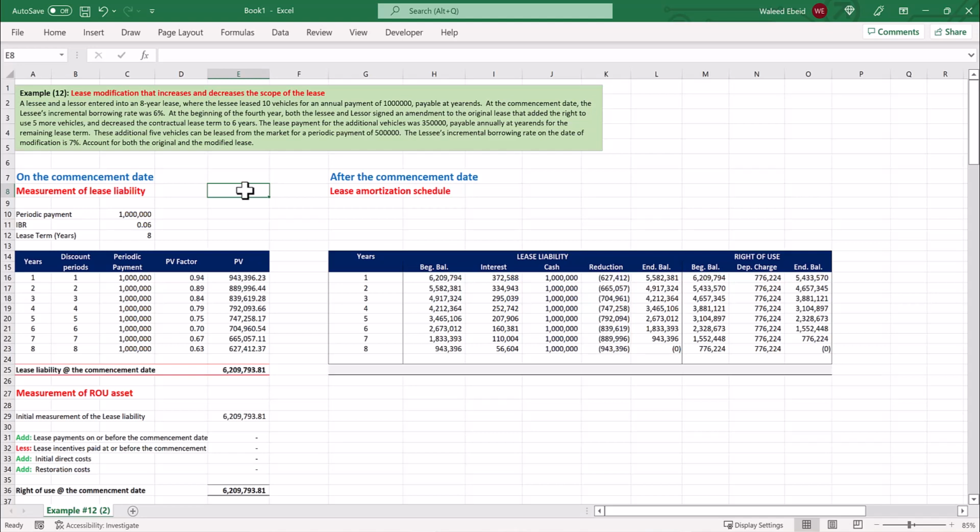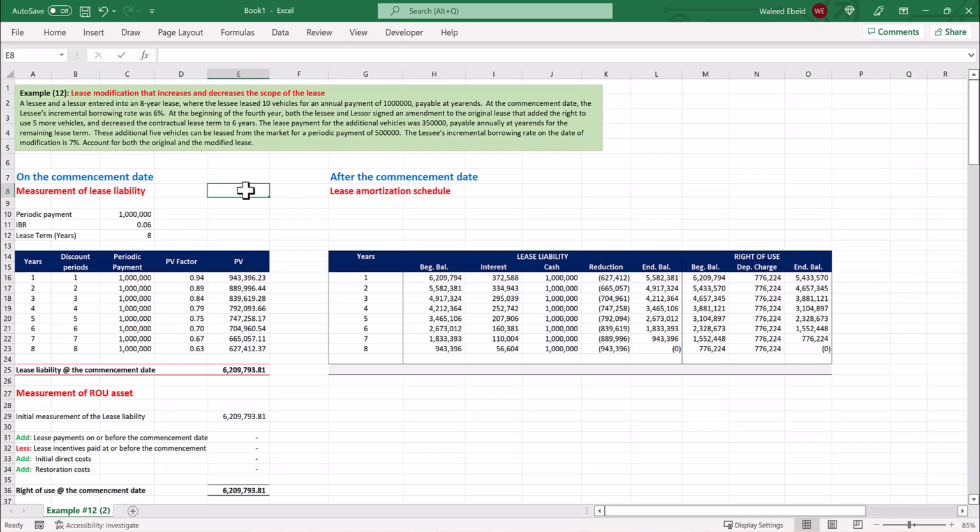A lessee and a lessor entered into an 8-year lease, where the lessee leased 10 vehicles for an annual payment of 1 million, payable at year ends. At the commencement date, the lessee's incremental borrowing rate was 6%.